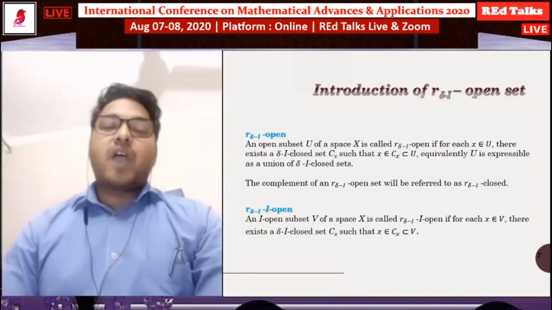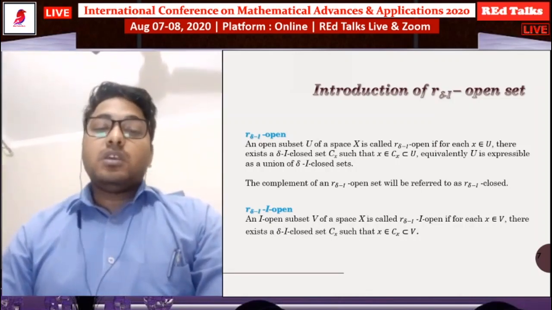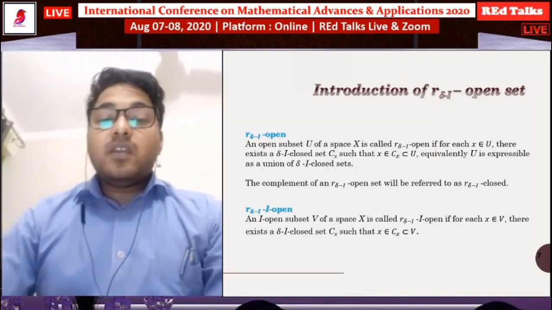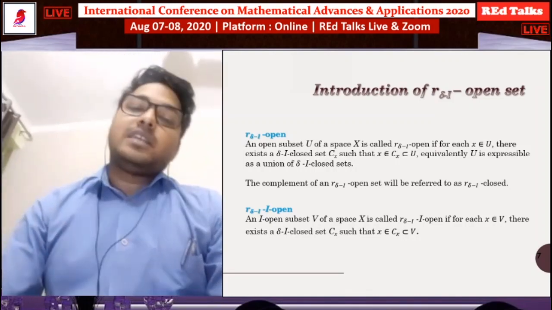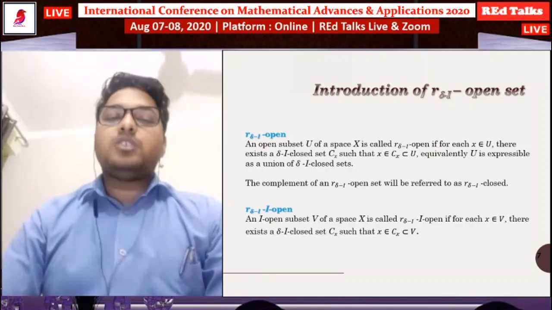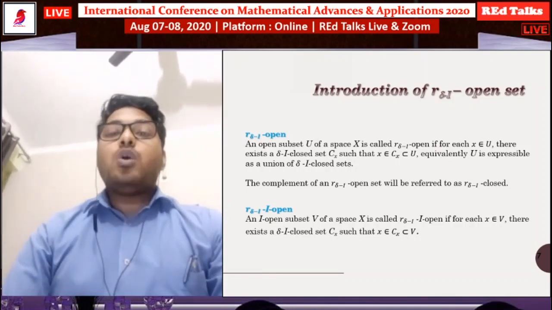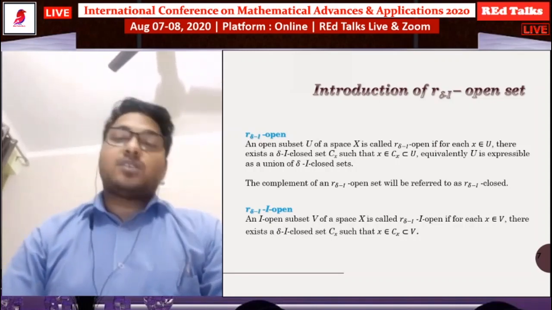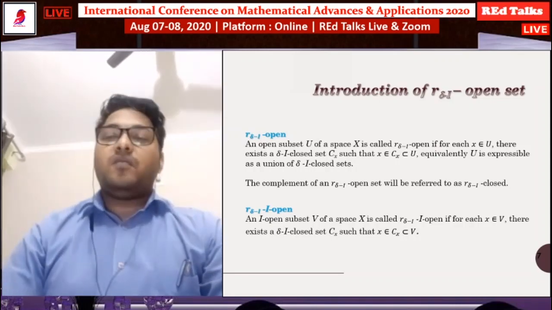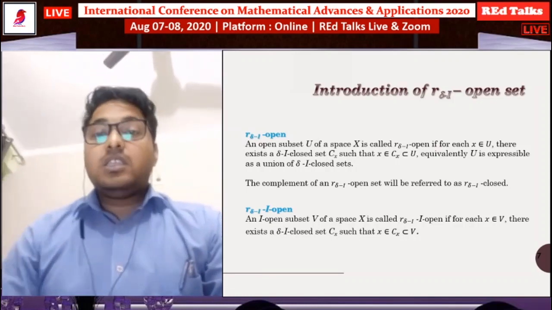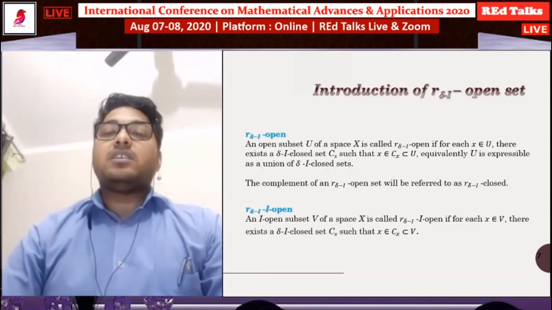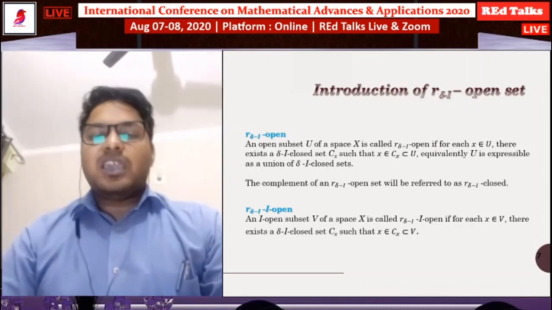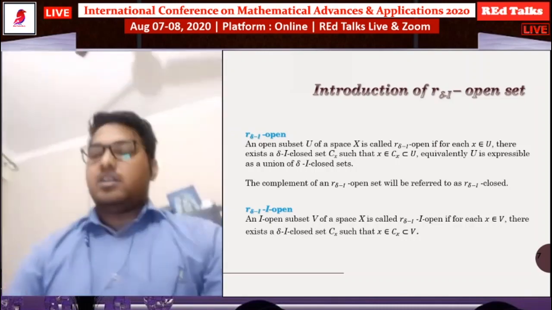Now, how have we defined R delta I open? This is also basically an I open set, which is a union of delta I closed sets. So formally, we define it as: an open set V of a space X is called R delta I open if for each x in V there exists a delta I closed set Cx such that x belongs to Cx and Cx is contained in V. Again, we can easily verify it.